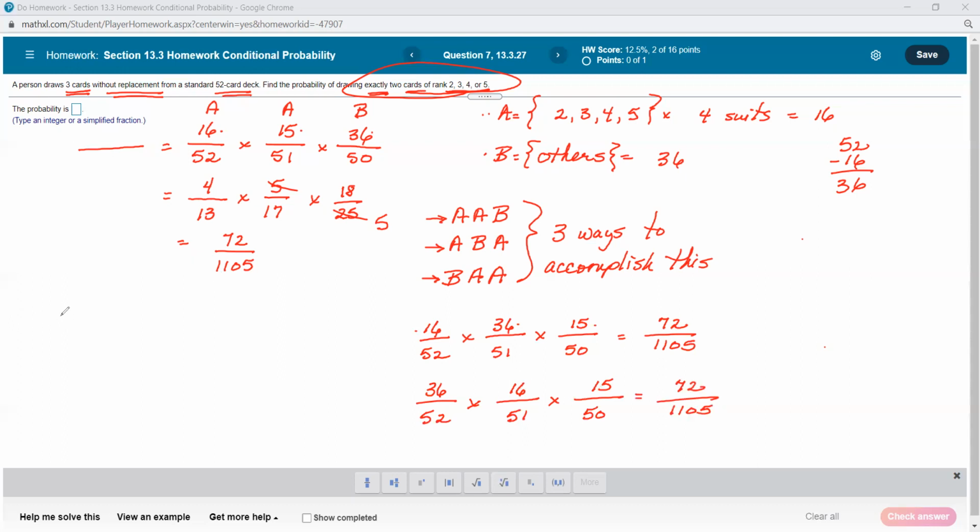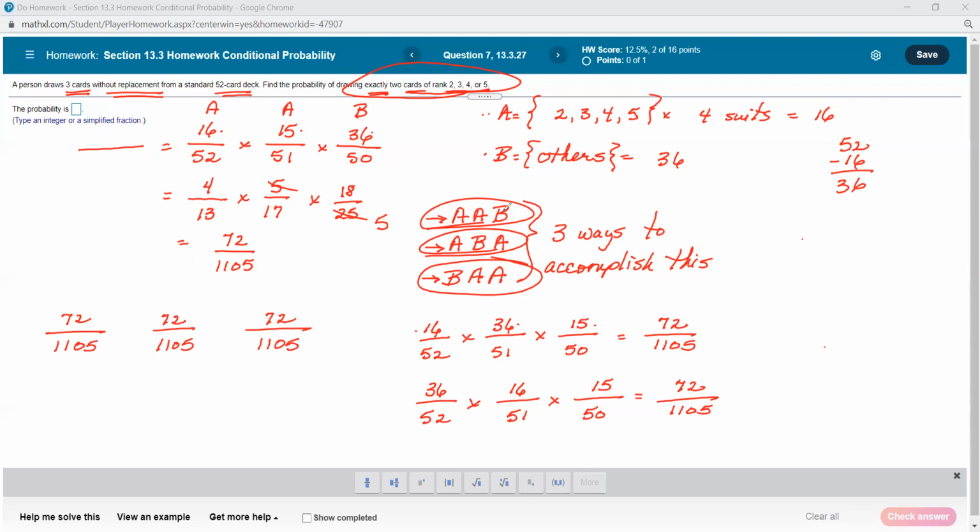So we've got 72 out of 1105 is the probability of getting this. And then we've got 72 out of 1105 is the probability of the second one. 72 out of 1105 is the probability of the third one. Now, this is not that we have to do this and this and this. We can do either this or this or this.